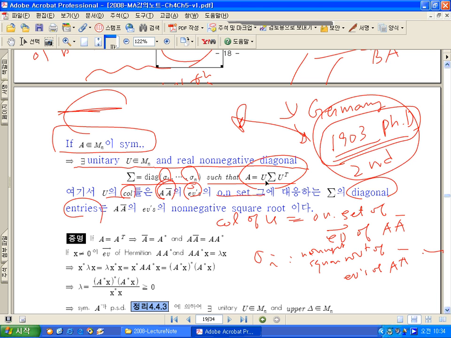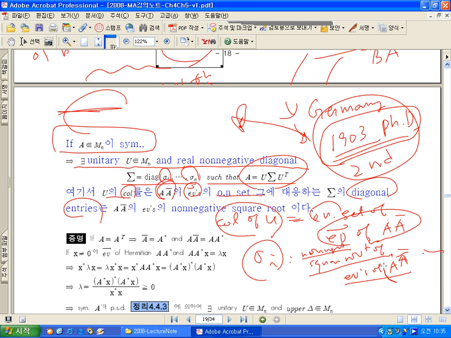In here, columns of U are also an orthonormal set of eigenvectors of A bar, and sigma i's are the non-negative square root of eigenvalues of A conjugate. So suppose it has mu1, mu2, up to mun, then sigma i is the square root of mu i. Actually, this gives us very interesting matrix factorizations later.